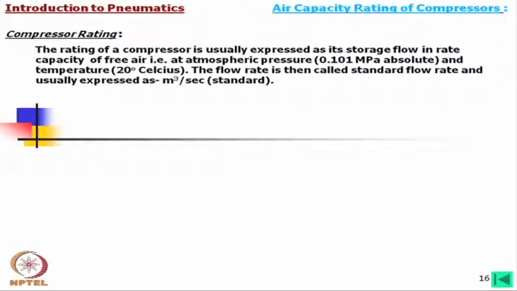Now, if we look into the compressor rating, the rating of a compressor is usually expressed as its storage flow rate capacity of free air, that is at atmospheric pressure, that is 0.101 megapascal absolute, 14.7 psi, and temperature is 20 degrees Celsius.